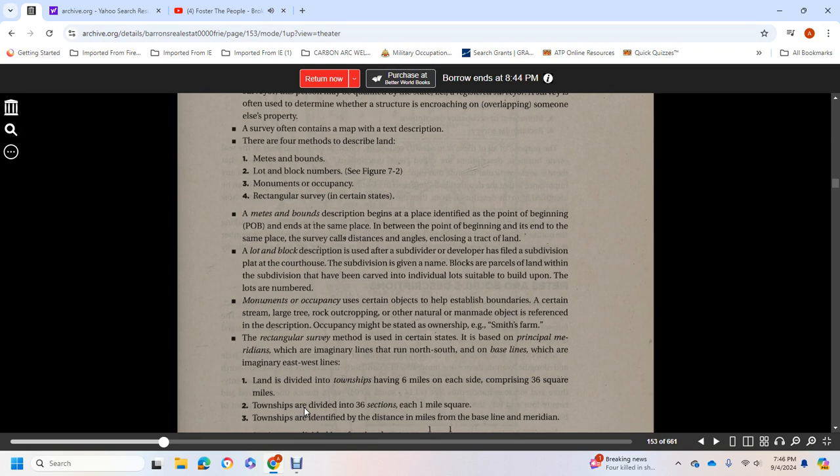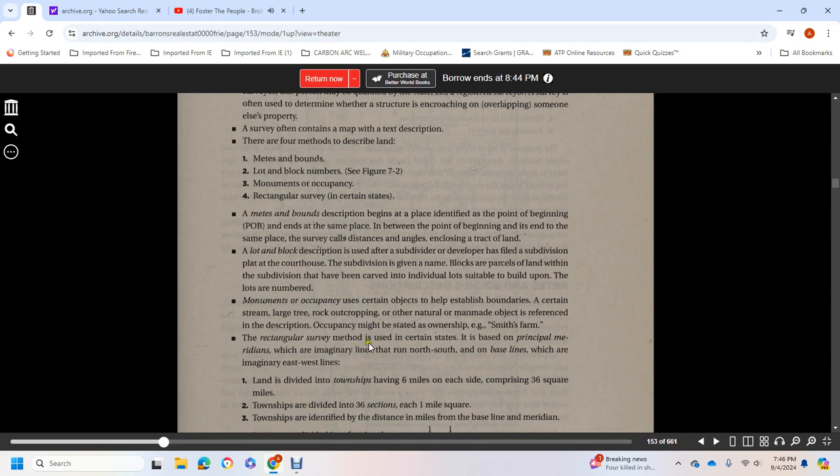A lot and block is a description used when a subdivider has developed land and filed the subdivision plat at the courthouse. The subdivision is given a name, and the plat shows parcels of land within the subdivision that have been carved into individual lots suitable to build upon. The lots are numbered. Monuments of occupancy are certain objects that have established boundaries, such as a certain stream, large tree, rock outcropping, or other natural or man-made object referenced in the description. Occupancy may be stated as ownership of Smith's Farm.